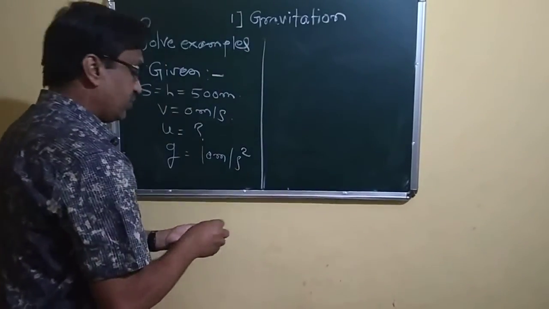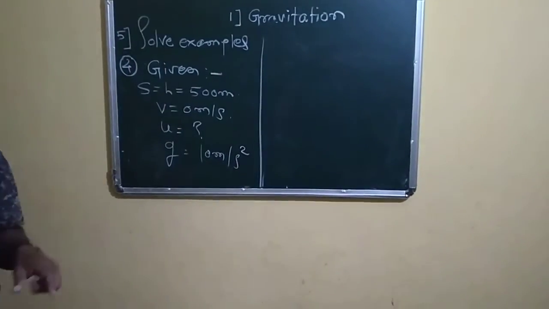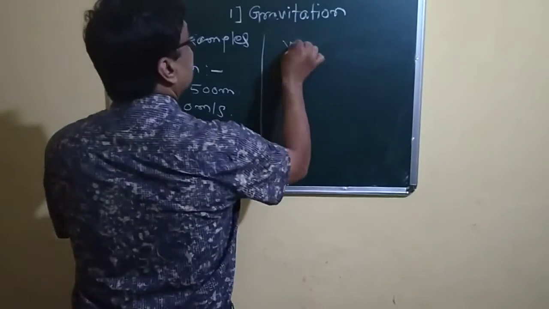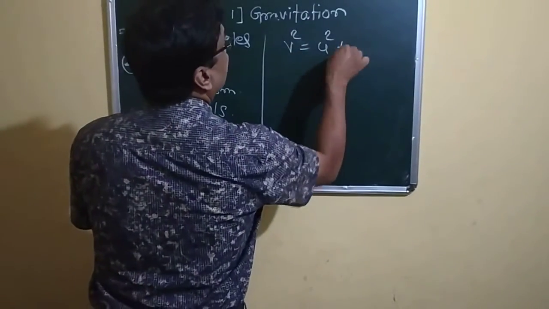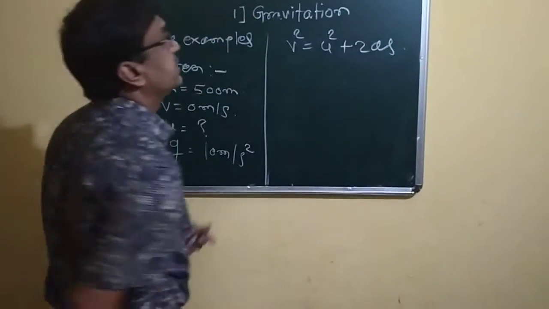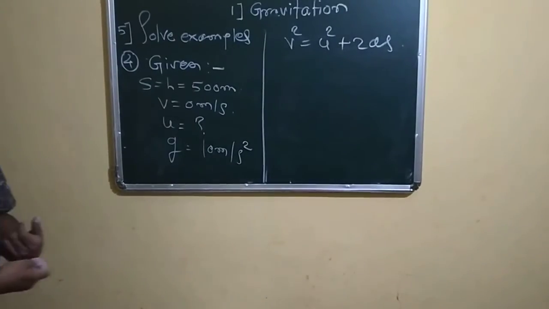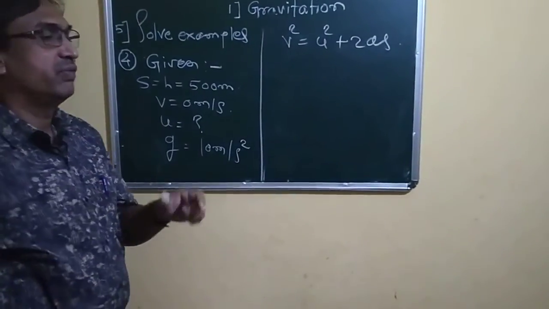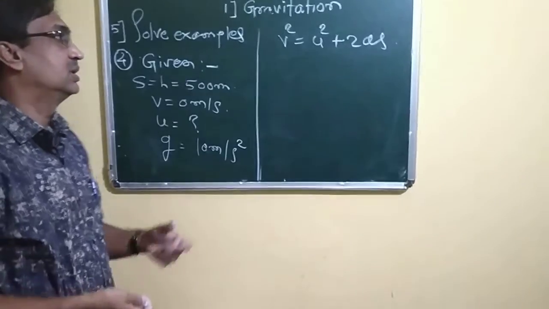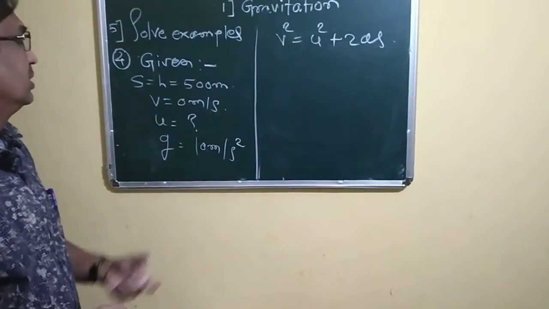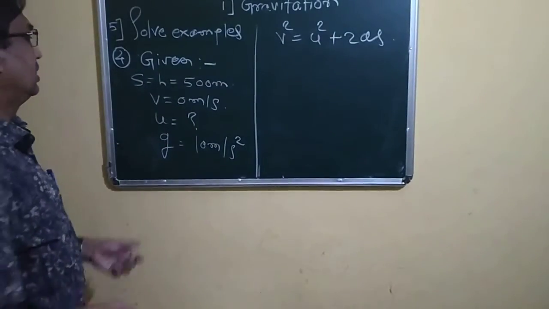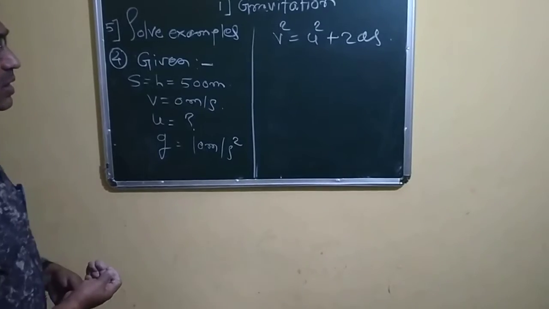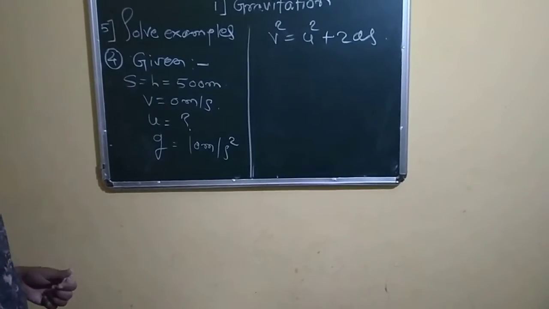We can use another formula, which is the third kinematical equation, that is v square is equal to u square plus 2as. So in this way you have to check which equation is applicable, which is suitable for that particular example. Let's see if this formula is useful for that or not.